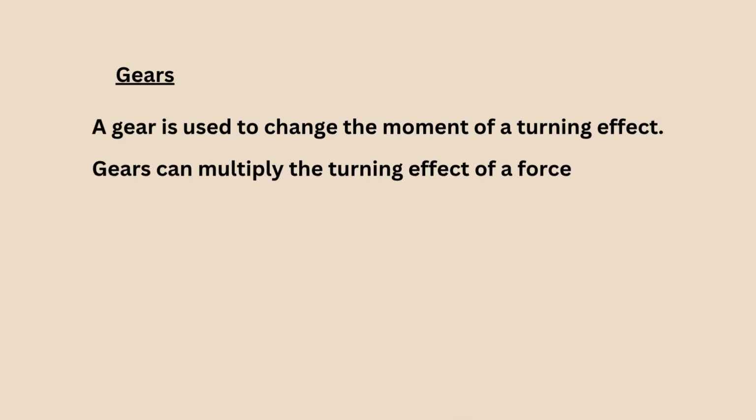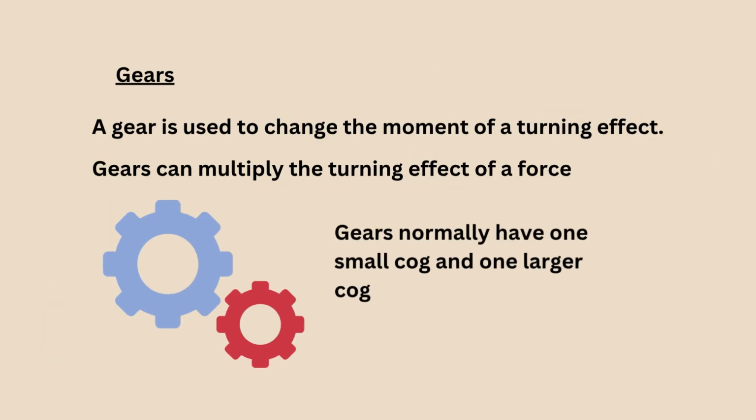A gear is used to change the moment of a turning effect. Gears can multiply the turning effect of a force. Now gears normally have one small cog and one larger cog.